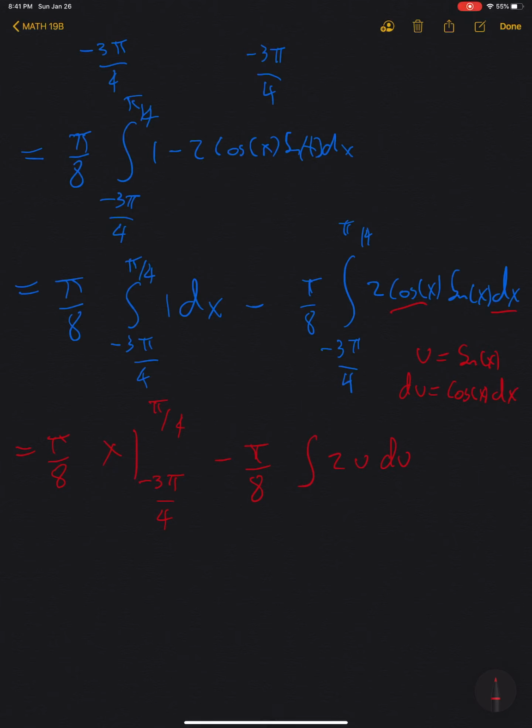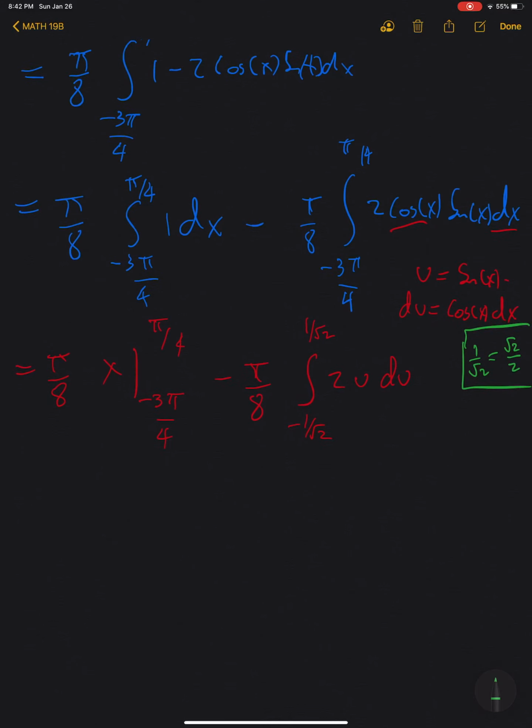Now, in order to find the limits of integration, I just have to set x equals negative pi over 4 and x equals pi over 4 up here, and find the corresponding values for u. So whenever x equals negative pi over 4 and I compute sine of that, that will give me negative 1 over square root of 2. And whenever I plug pi over 4 for x, that will give me positive 1 over square root of 2. Remember also that 1 over square root of 2 is the same thing as square root of 2 over 2. So either of those will work.